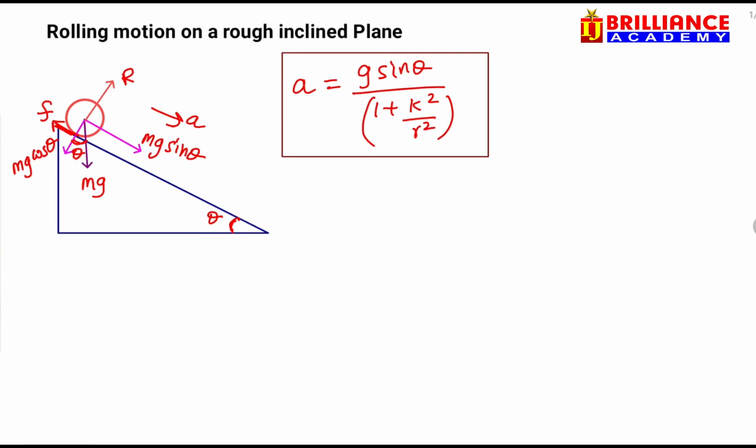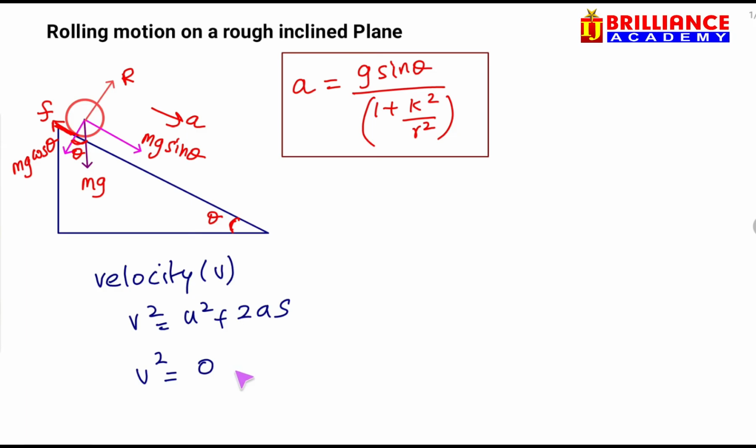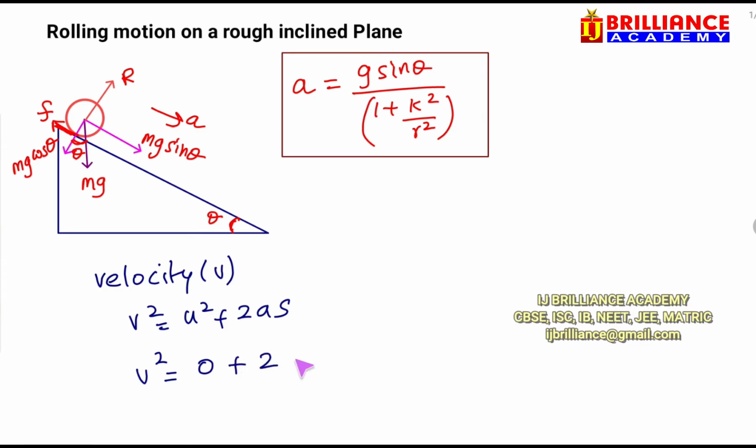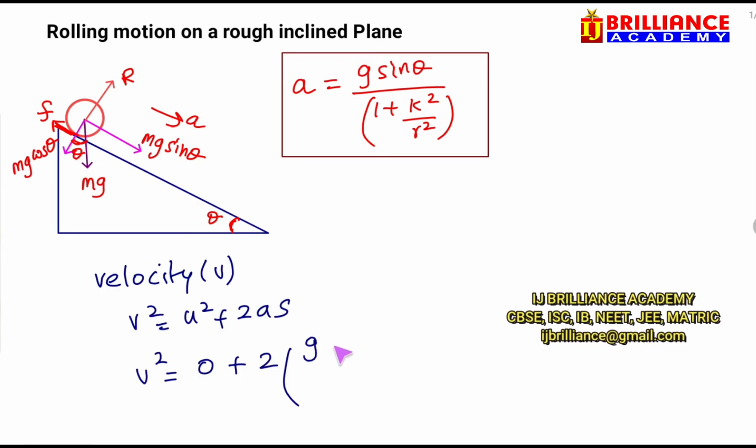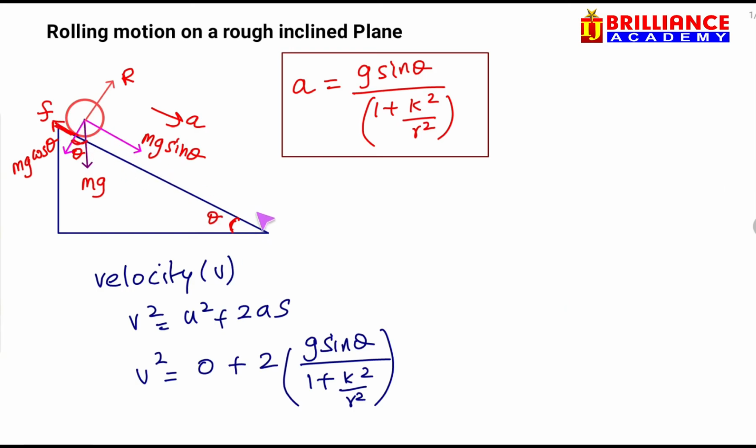Next what we have to find is velocity, and we know the equation of motion v squared is equal to u squared plus 2as. So I am going to use this equation of motion. I know the initial velocity is 0, so plus 2 into, instead of a I can put this value g sine theta by 1 plus k squared by r squared, and s is the actual distance, see this. The body is rolling down, so the distance it covers while it rolls down is s.